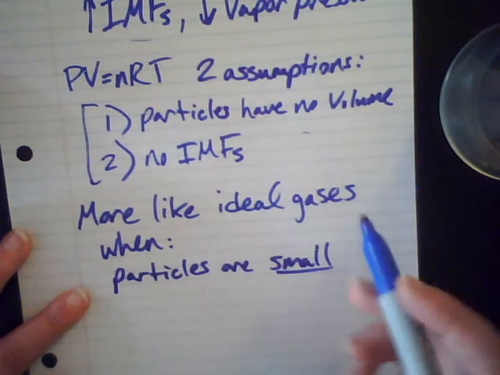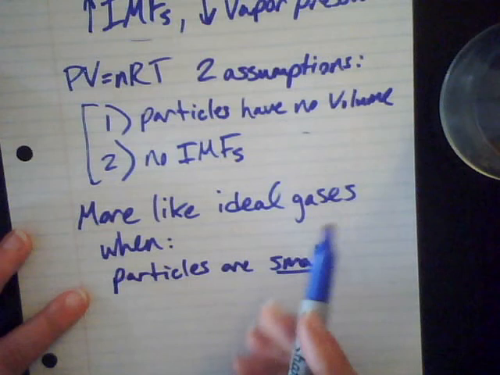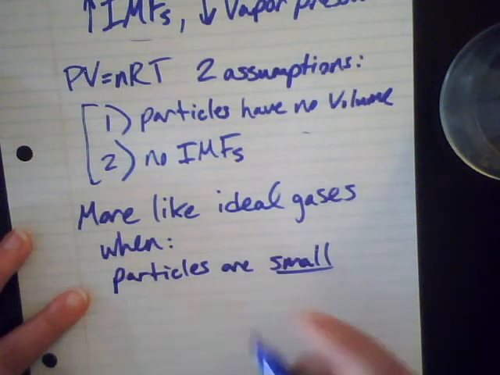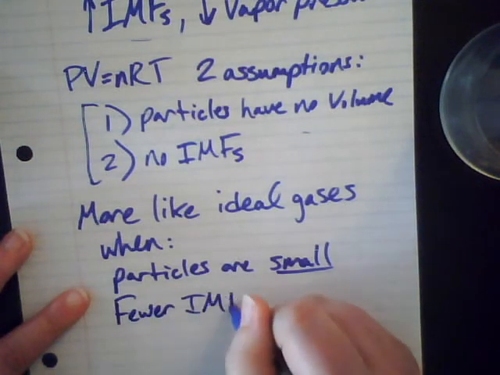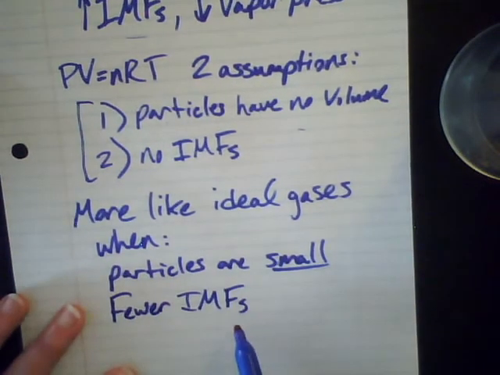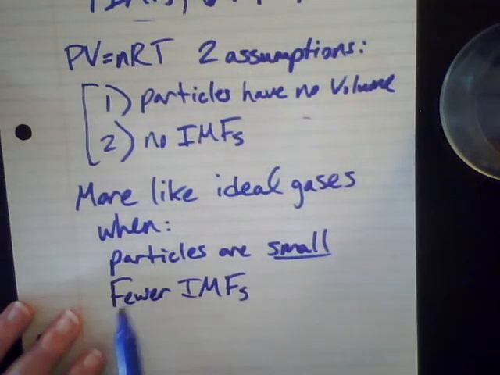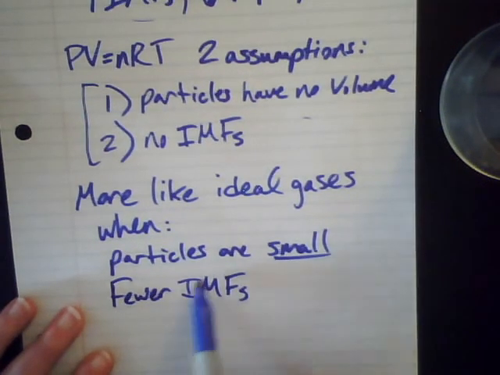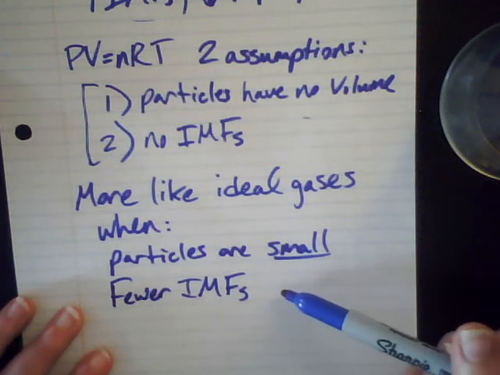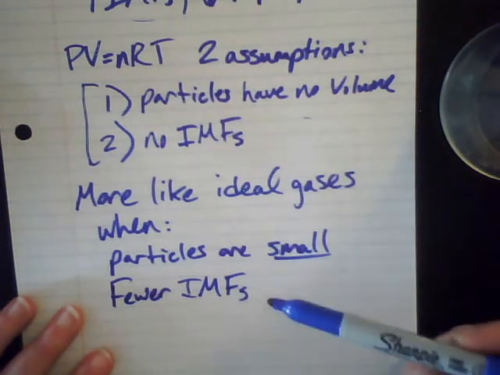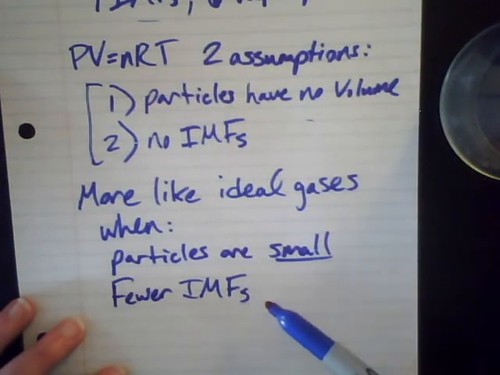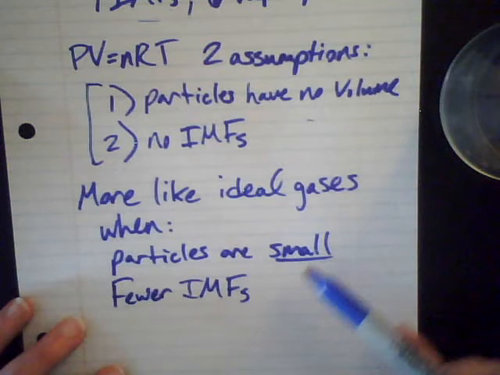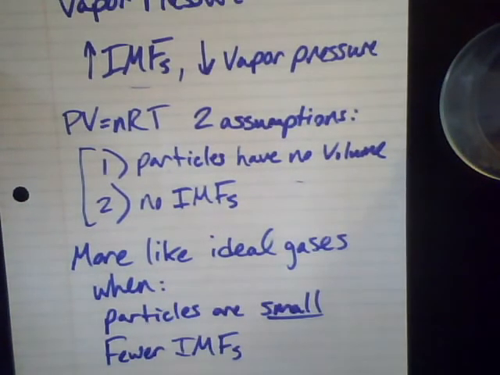And the second one then, it's going to act more like an ideal gas when you have lower intermolecular forces. If you have something in the gas phase that has a lot of attractive forces between it and whatever it's mixed with, or just it and itself, then that's going to cause an issue with the pressure, and it's going to act less like an ideal gas. So the fewer the attractive forces, the fewer the IMFs, the smaller the particles, the more like PV equals nRT is going to work out pretty well. Okay.